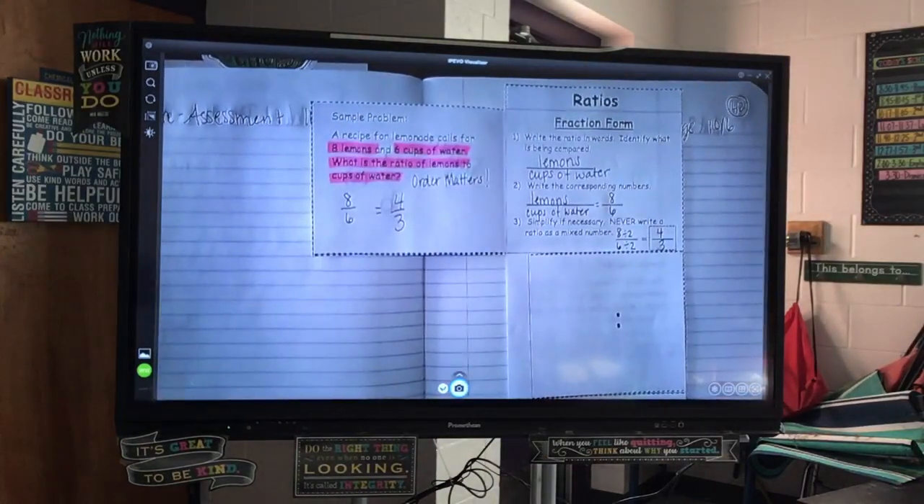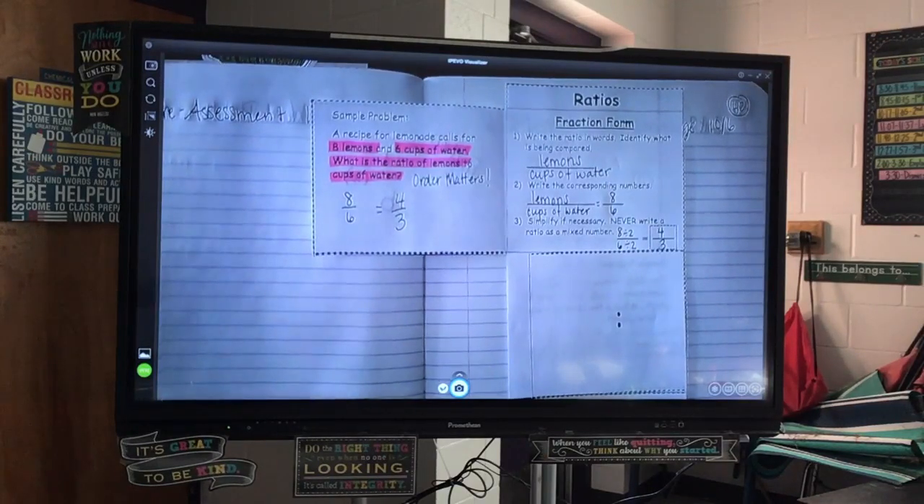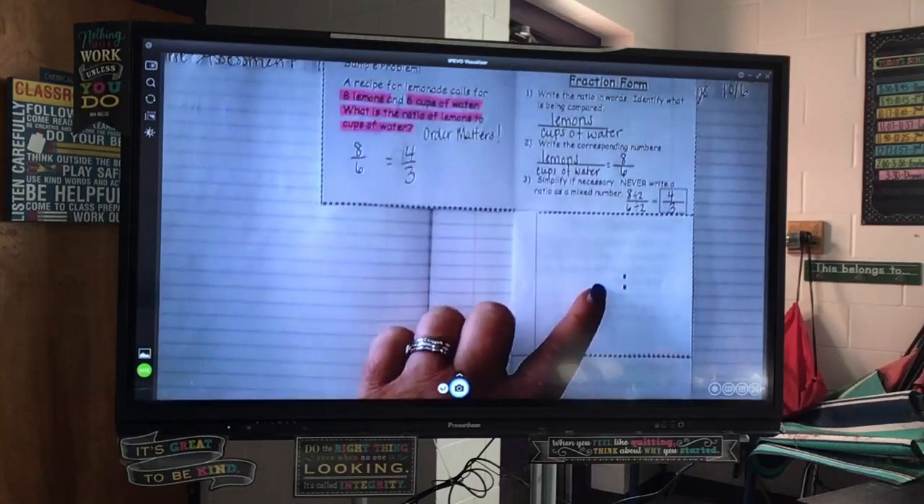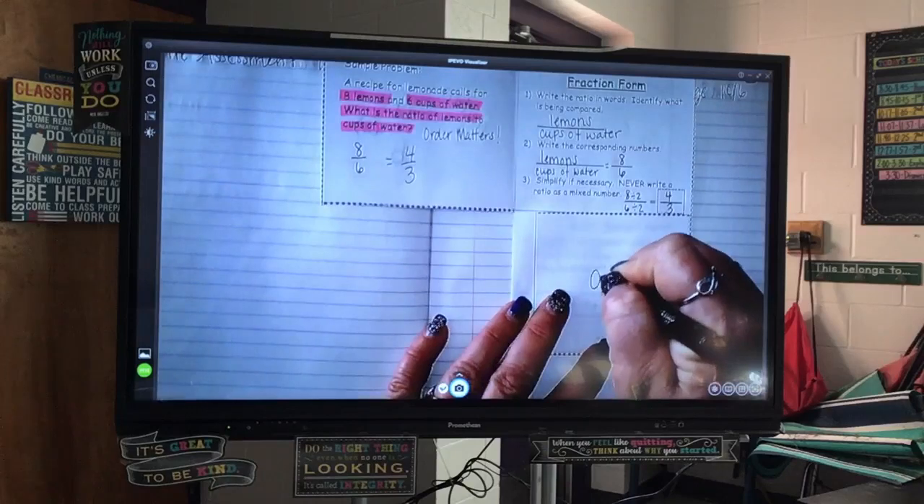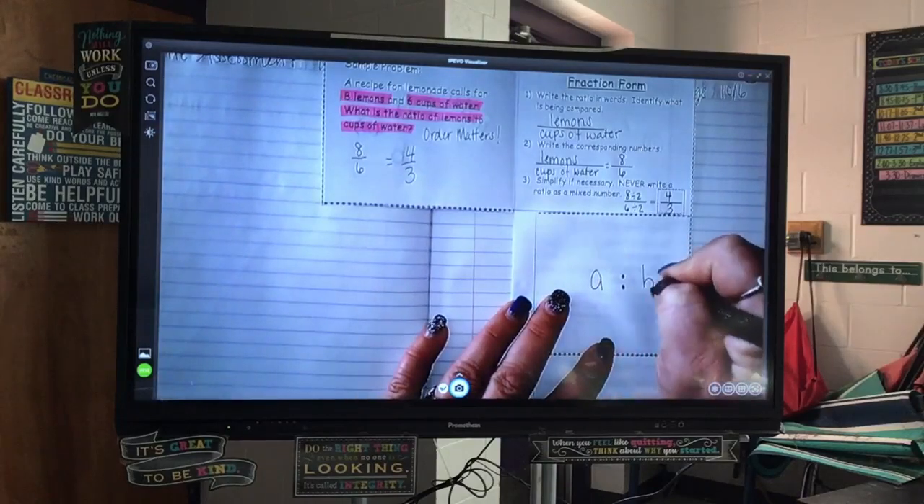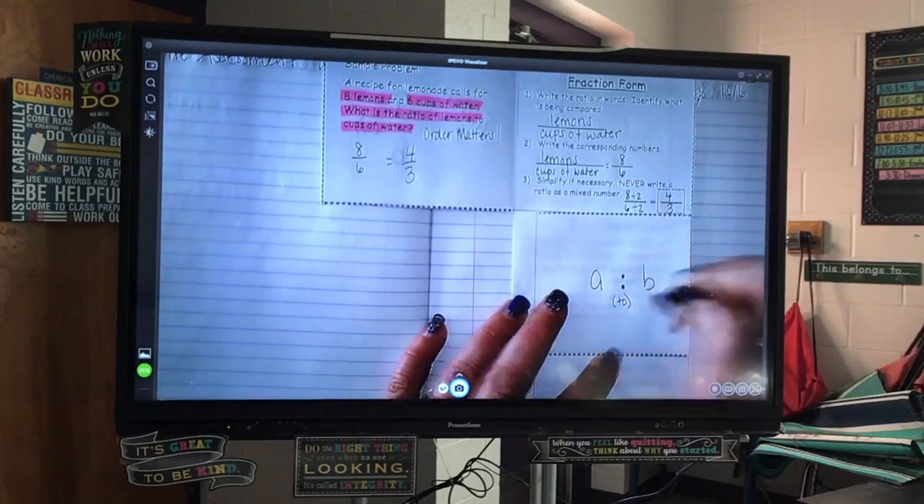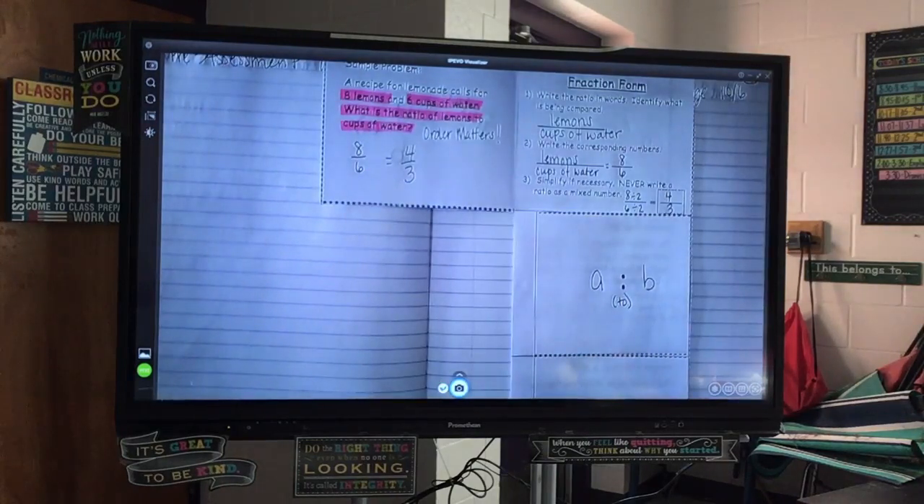And that means 4 lemons to 3 cups of water. That's what that ratio means. So it's not a fraction, it's not 4/3, it's 4 lemons to 3 cups of water. Does that make sense? Be careful with the fraction bar one. Alright, let's look at this one. So this is a colon. So essentially it's A to B. And again, the colon means two. It doesn't mean A colon B, it's A to B.